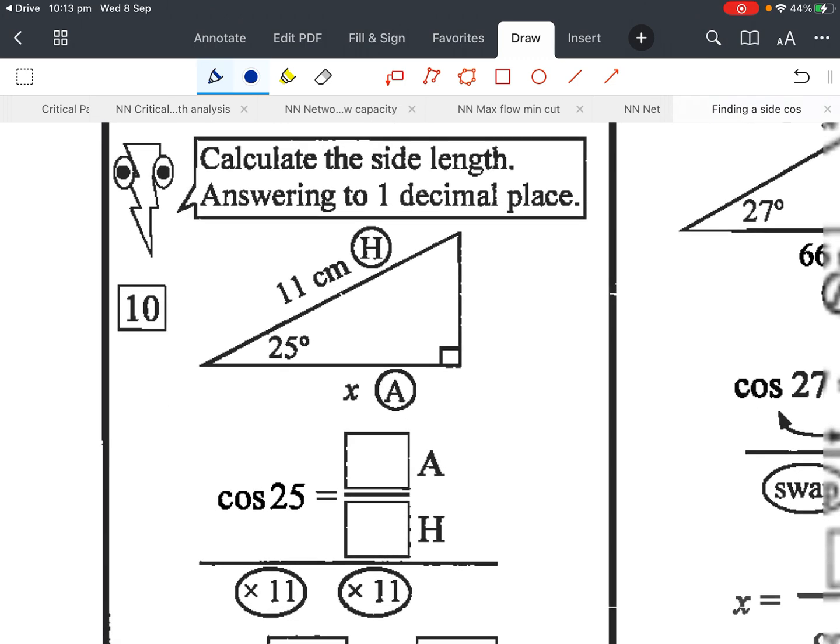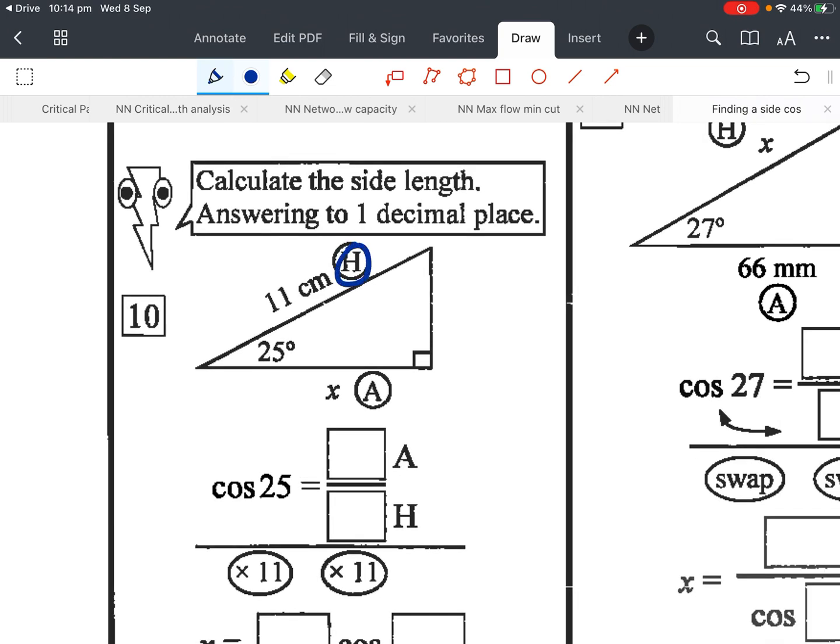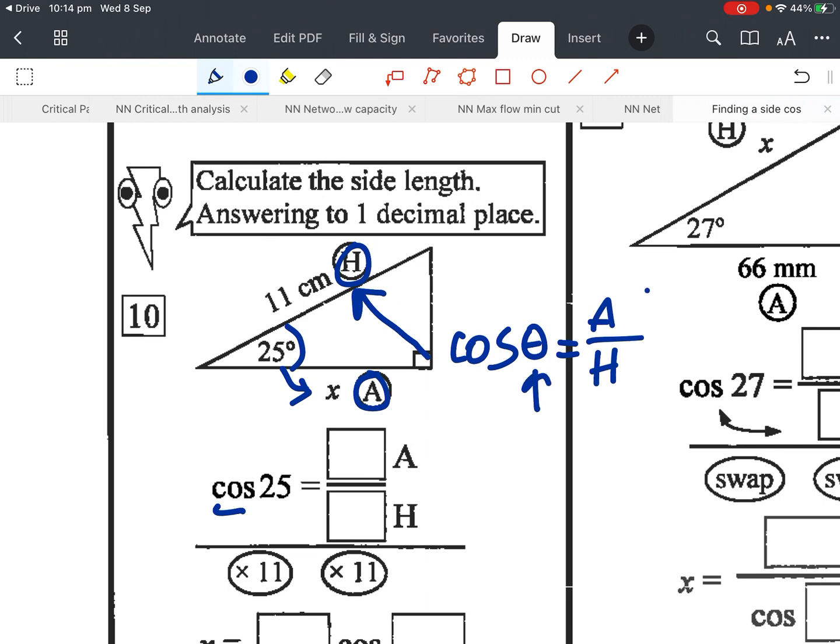Alright, so let's get into one. Hopefully you remember how to do these. So the first thing we do is we label the sides. They've done that for us today. You're going to have to do that in a minute, okay? So from the angle, here's the hypotenuse, and this one is right next to the angle. That's why it's the A. If that's the A and that's the H, that's how I know to use cos. My formula, remember, is cos theta equals A over H.